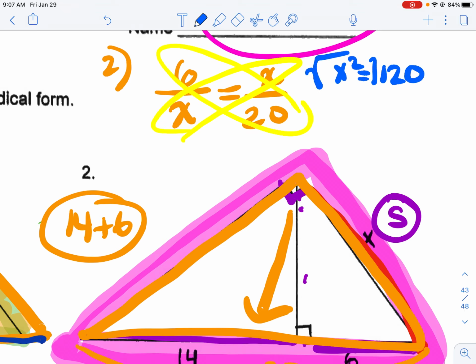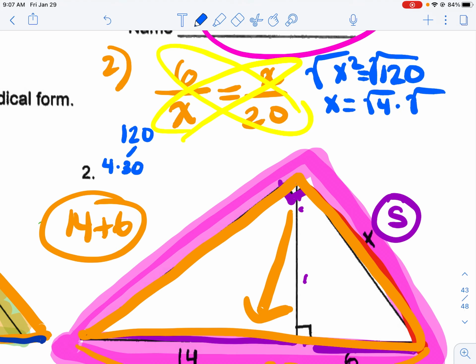We take the square root. Now, this is a little harder. 120. Trying to think of some factors. 4 is a good one. So what I'm doing in my head, guys, is I'm sort of saying, okay, what goes into 120? I know 4 does. 16 does not. I think that's it, yeah. So I think what we're going to do is x equals square root of 4 times square root of 30. So x is 2 square root of 30.